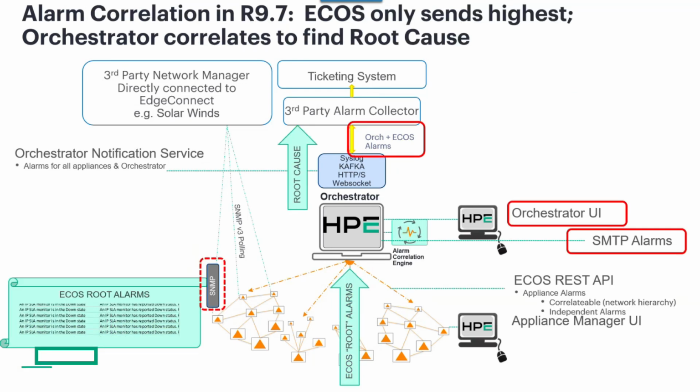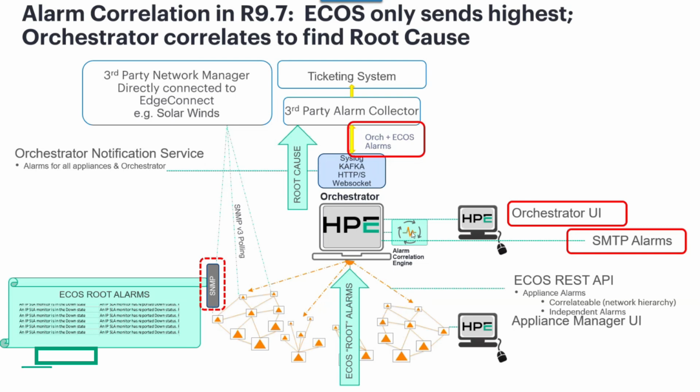We're going to enable alarm correlation, and then think of it as two layers or two phases. One is the Edge Connect appliances themselves determine what is the highest in the hierarchy, and send only that to Orchestrator. So instead of sending every alarm to Orchestrator, it will send the highest of those alarms that are correlatable. So I've done a first stage filter, if you will, at the Edge Connect level.